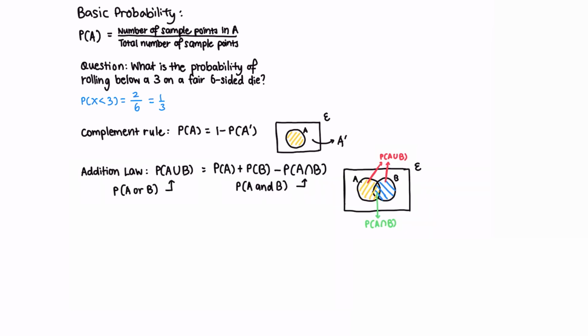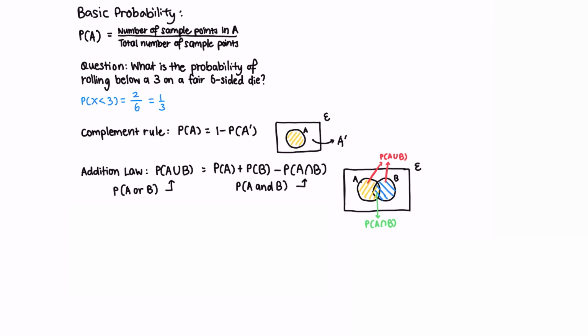Now the next thing we're going to look at is the addition law. Before we start on this, if you're not familiar with A union B and A intersect B, let me show you what it is on the Venn diagram. A union B will just be this entire thing over here. It's taking all the points in A and B together. A intersect B will just be the part where A and B both intersect, so only any points where they overlap.